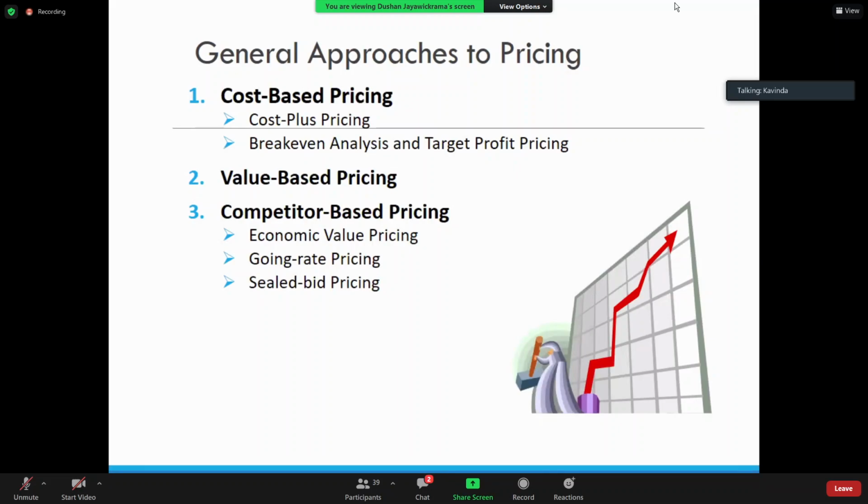I think cost-based pricing and competitor-based pricing are more aligned with the present market situation, because in Sri Lanka most of the people are following these two approaches. Even if I want to sell a product, I'm going to estimate the cost, keep a markup and sell.